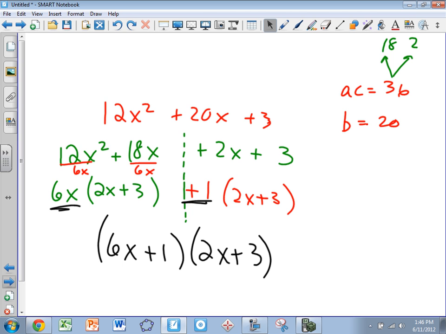Yeah, just FOIL all 4 out, right? You could FOIL all of them out and see which one matches up. You could always do that if you forget the AC method. Please. Yeah, you got it? So again, always use your choices to help you.